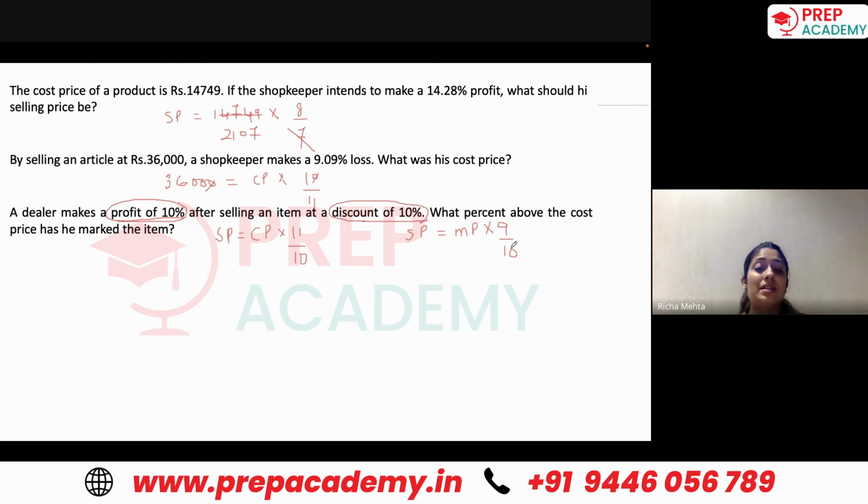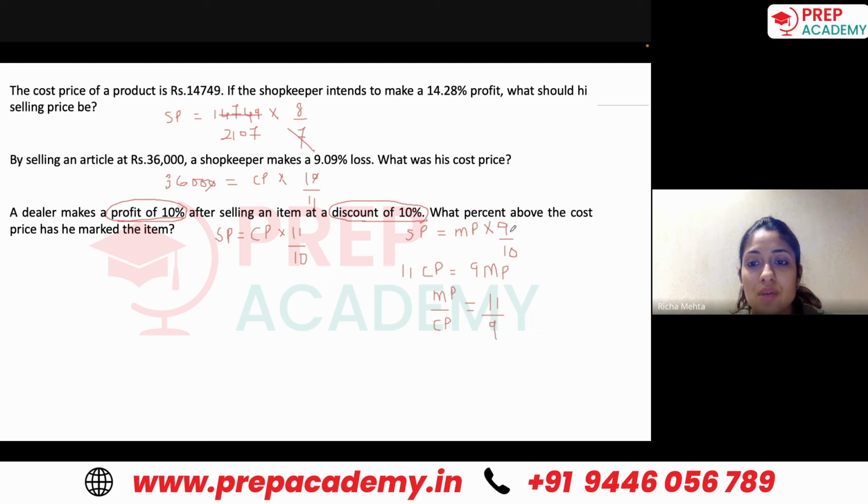And of course, in the entire scenario, my selling price will not change. So can I say this and this are two equal things? Which means your CP into 11 by 10 is equal to marked price into 9 by 10? Yes? So your 11 CP is equal to 9 MP. Are we clear, guys? So I can say my marked price upon cost price is 11 by 9.